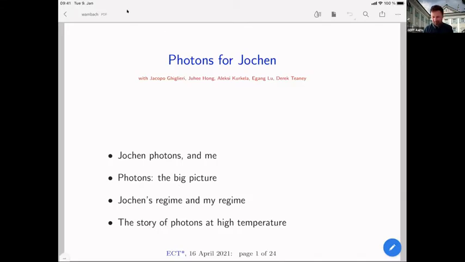Okay, so I thought about what I should talk about, and I realized that the biggest overlap between things that I've worked on and things that Jochen has worked on are photons and in general electromagnetic probes. So I thought I would refresh Jochen with the things that we've done on those issues, always with a little bit of thinking about how it connects with the type of physics that Jochen's looked at. And so I'm going to give a fun review of Jochen, photons, and me, and then talk about the big picture of photons, how the QCD regime that I consider is different than Jochen's, and the story of the photons at high temperature.